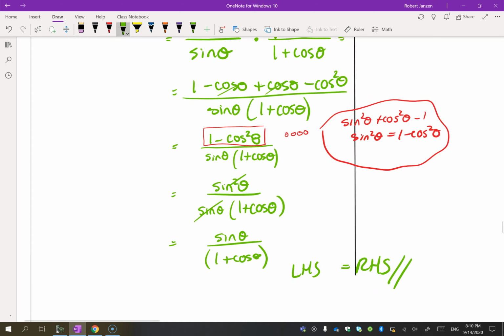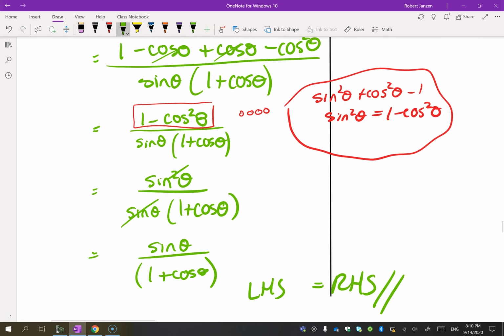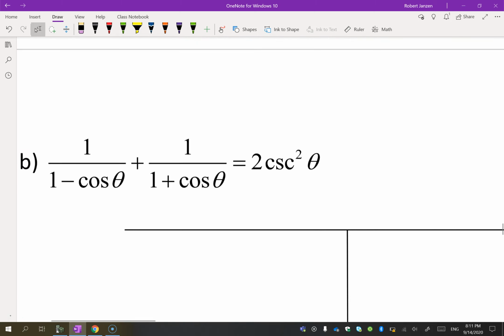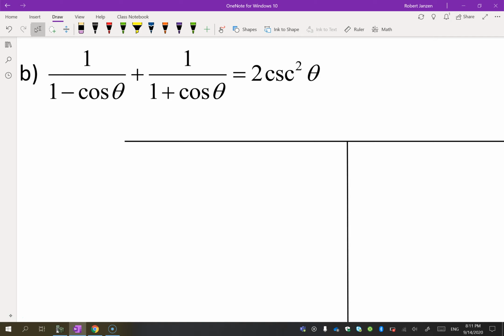Okay, so there's two new things in there. First of all, there's the conjugate, and then there was this idea of using 1 minus cos squared as sine squared. Okay. Let's look at this one. Is this a conjugate question? Well, these do look like they're conjugates, except that they're both in the denominator and they're not on opposite sides of the equals. So this is not a conjugate question. This is just, let's perform this operation.